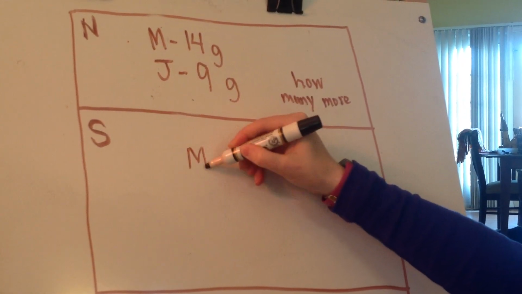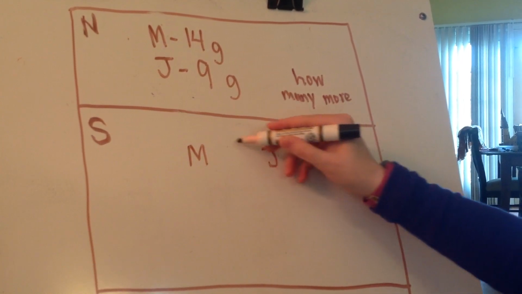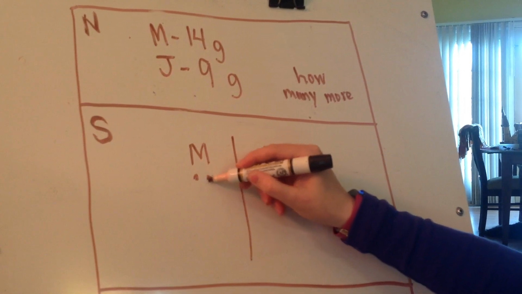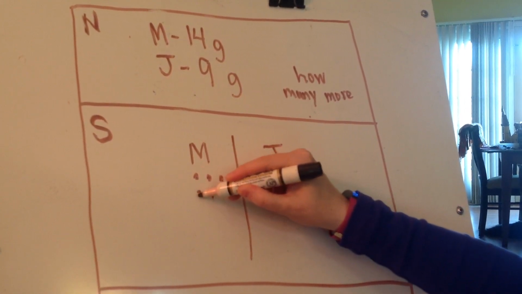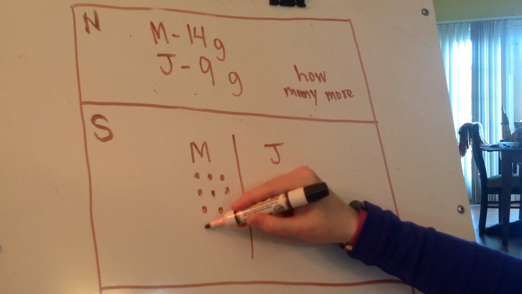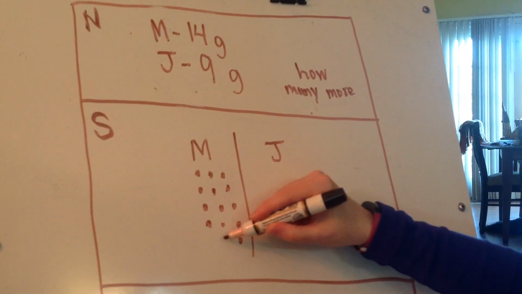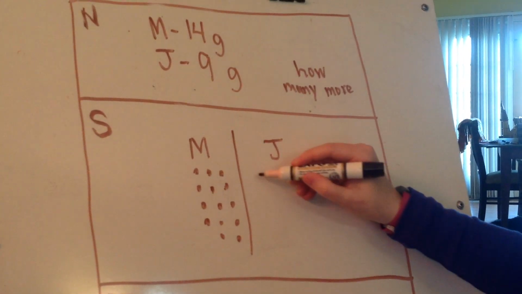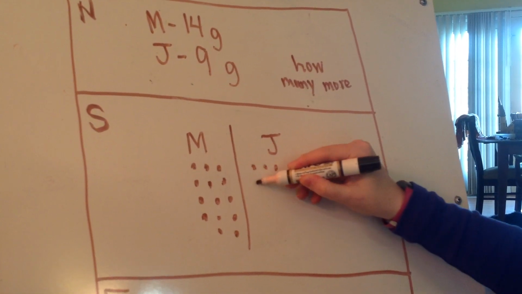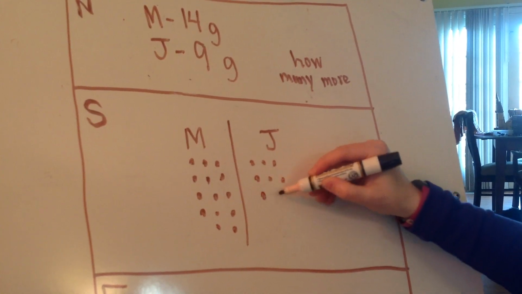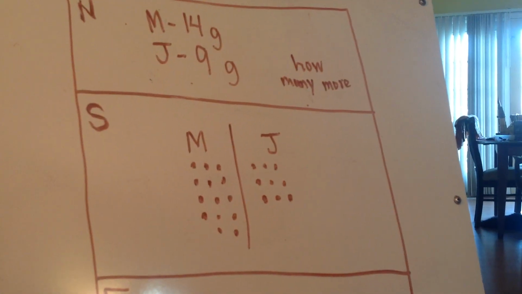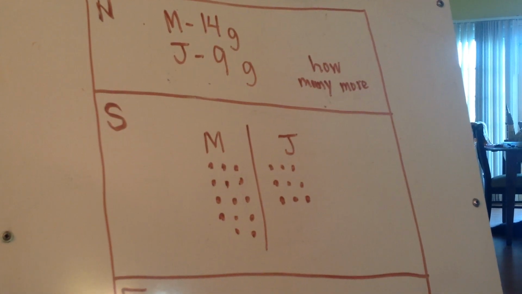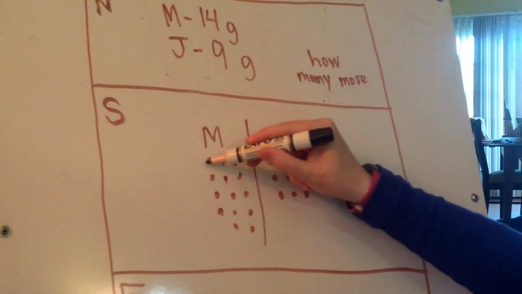I'm going to draw Michael's games over here. I'm going to draw Jonathan's games over here. I'm not going to draw games because we're going to be here forever. I'm just going to draw dots. So Michael has 14 games, so I gave him 14 dots. Jonathan has 9 games, so I gave him 9 dots. This is a comparing problem, so we're going to see how many more there are, so we need to get rid of what is the same.